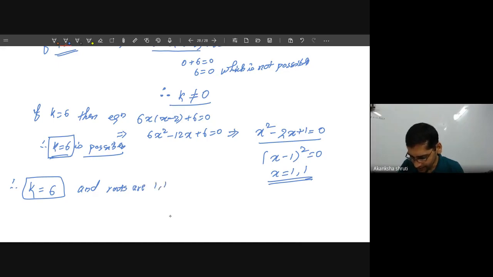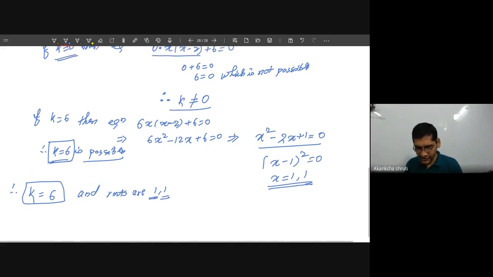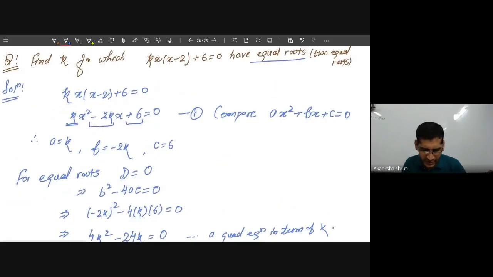1 and 1. Here we are observing the roots are equal, or two roots are equal. So this way you have to solve it. The questions are very simple. In this question you have to find the value of k for which the equation has equal roots, and also find the roots.